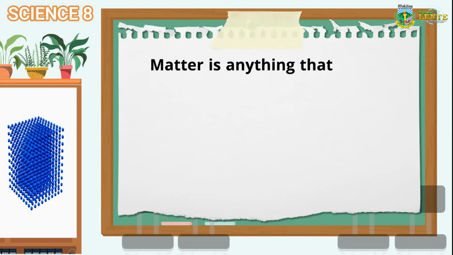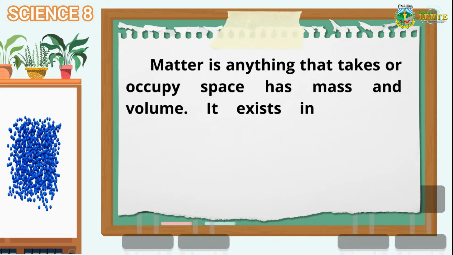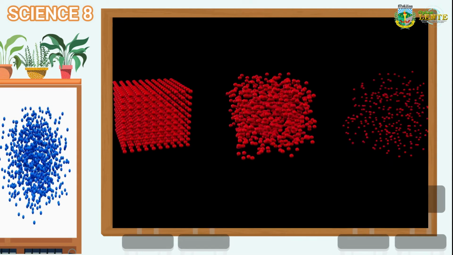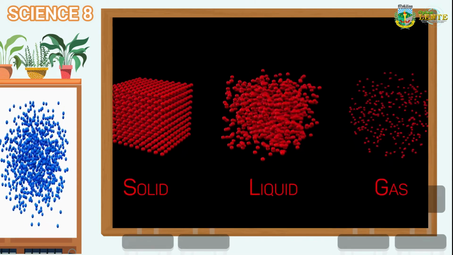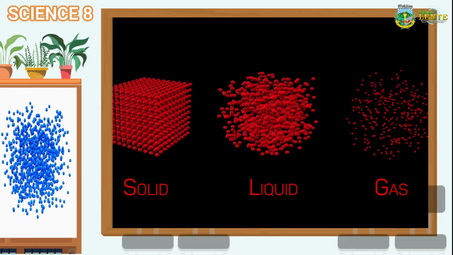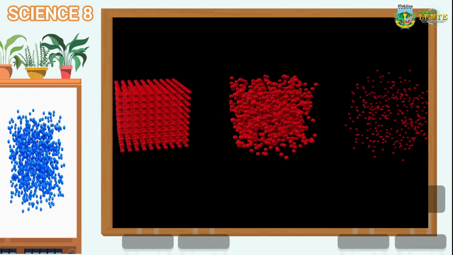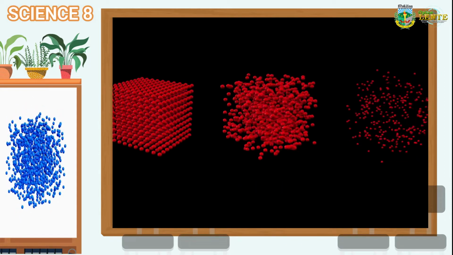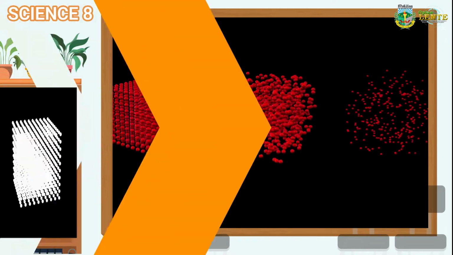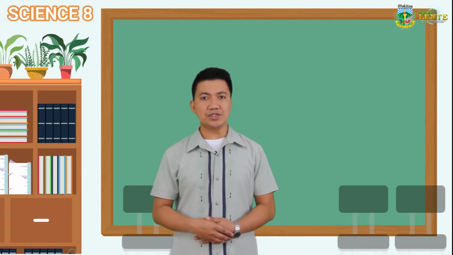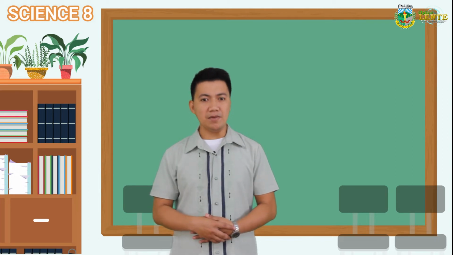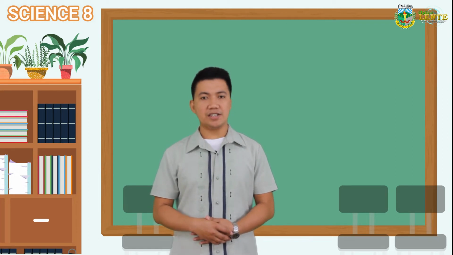Matter is anything that takes or occupies space, has mass and volume. It exists in different phases: solids, liquids, and gases, in which each phase has its unique properties. Matter is made up of particles that are in constant random motion and held by attractive forces. Different phases of matter have their own unique properties. We can distinguish each of them based on their characteristics.